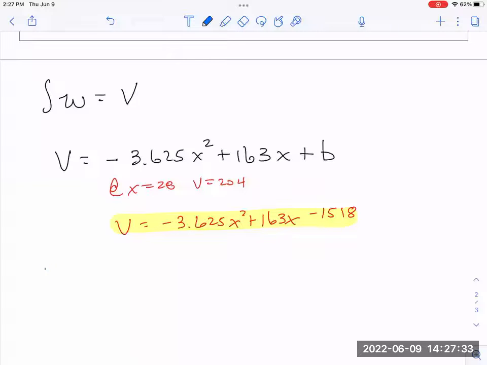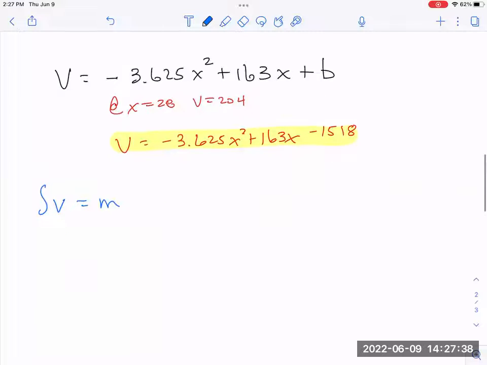And so then quickly last, if you take the integral of the shear, then you'll get the moment. Okay, what's the integral of that? Negative. So I take the x squared and it turns into an x cubed. I divide 3.625 by 3 and I get 1.208 x cubed. I take 163, it becomes x squared. I divide by 2. 163 divided by 2 is 81.5. 1518 grows an x. And then I have this unknown.